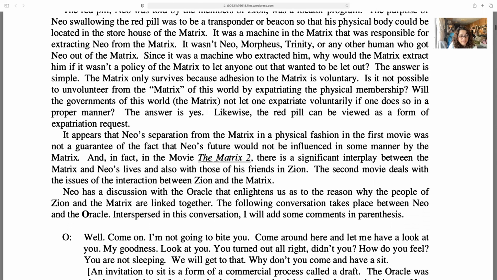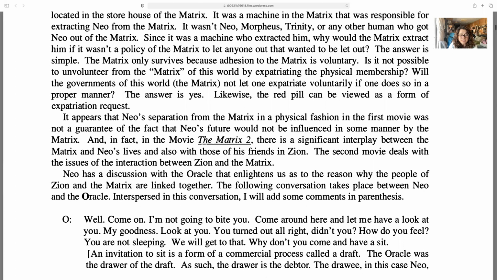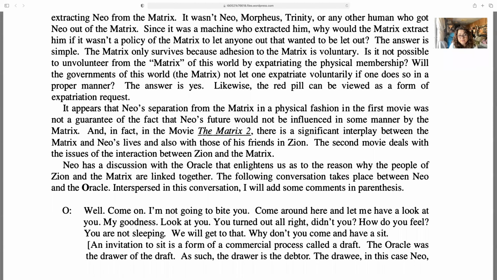That's awesome. It appears that Neo's separation from the Matrix in a physical fashion in the first movie was not a guarantee of the fact that Neo's future would not be influenced in some manner by the Matrix. And in fact, in the movie The Matrix 2, there is a significant interplay between the Matrix and Neo's lives, and also with those of his friends in Zion. The second movie deals with the issue of the interaction between Zion and the Matrix.